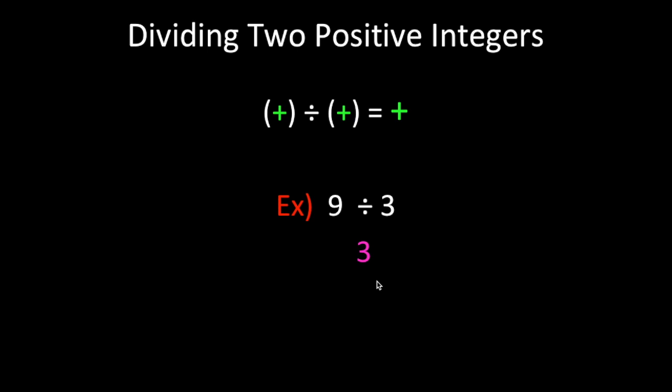Now we move on into division. When you're dividing two positive integers, a positive integer divided by another positive integer, your answer is positive. So example, 9 divided by 3, answer is 3. Because both signs are positive, your answer is positive. So therefore 3 is positive.